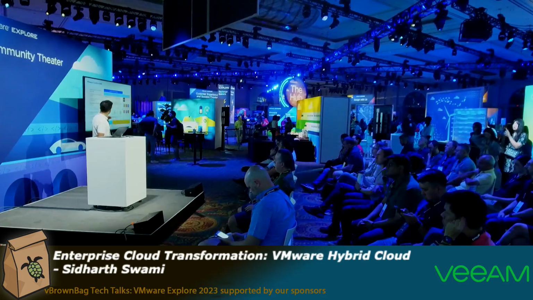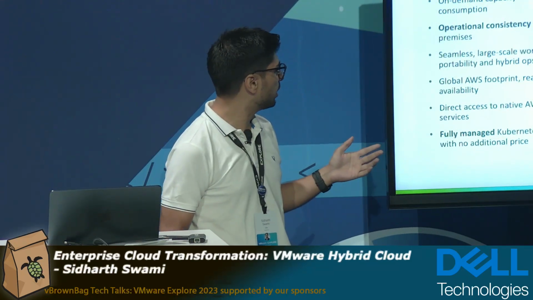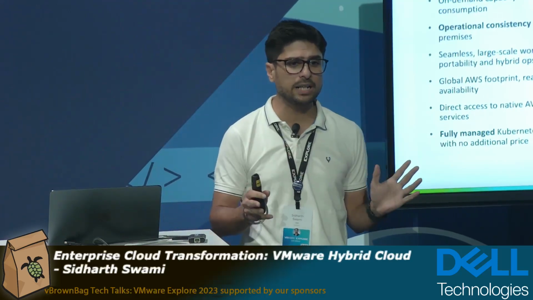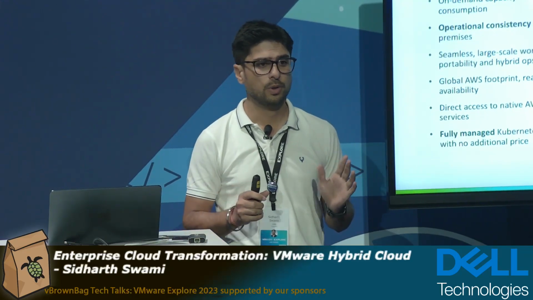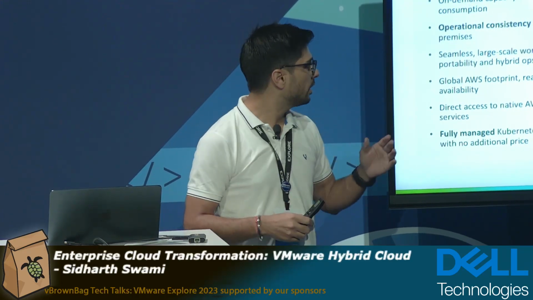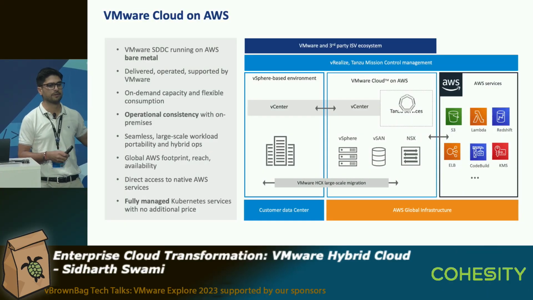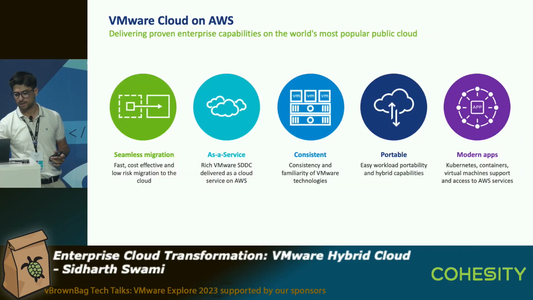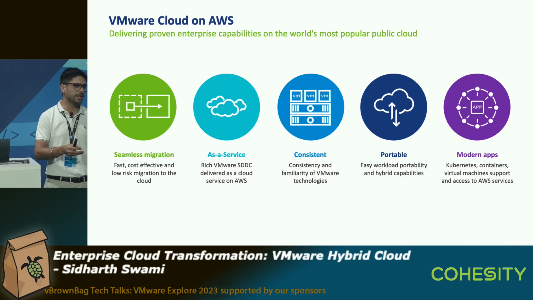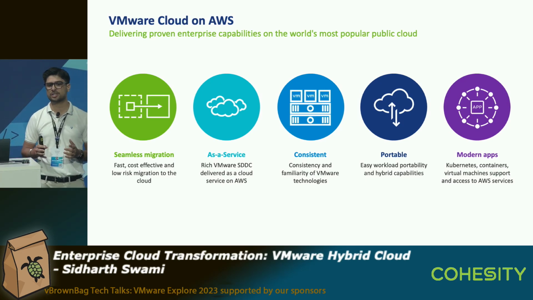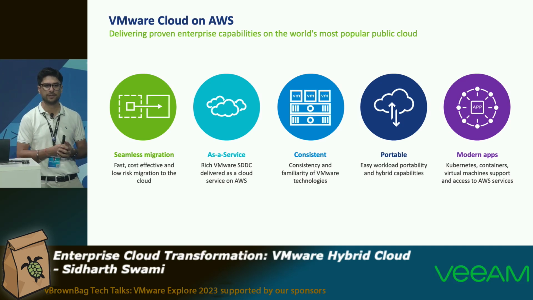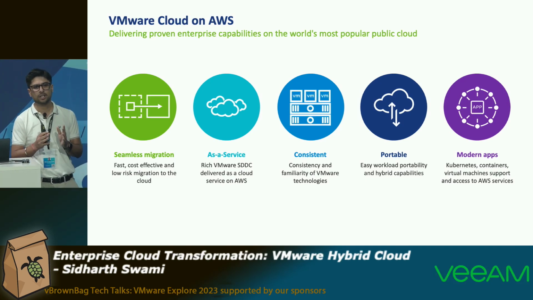Now, it gives a complete operational consistency, and it is a completely fully managed solution where you get all the benefit of your public cloud native services as well as your private cloud infrastructure. Now, although the offering is similar in all the hyperscalers, since VMware Cloud on AWS is a jointly engineered solution by VMware and AWS, it gives some key use cases.